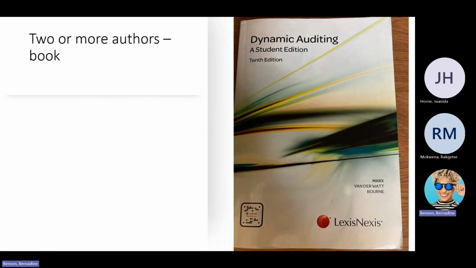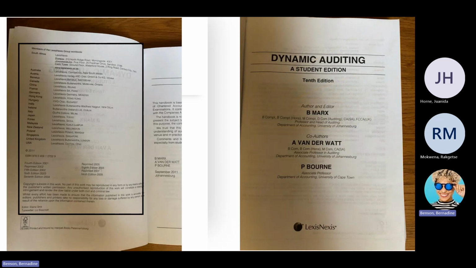Okay, two or more authors in a book. So here we have a book by Marx, van der Walt, and Born, and it also reflects it's a 10th edition. So we are going to look on the left-hand side. LexisNexis is the publisher. And then place of publication, the first one, Durban. Everybody knows where Durban is. So Durban will be the place of publication.